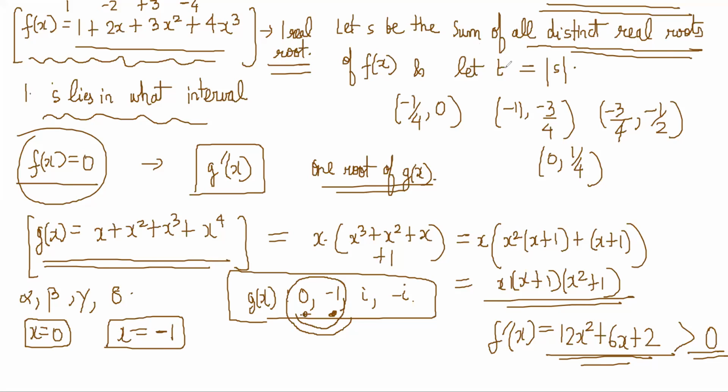S is the sum of all distinct real roots of f(x). So there is only one root. Let t equal mod s. We have to find somehow s. Why have they asked an interval of s if we know that s is one root? S is the sum of all distinct real roots, t is equal to mod s. So only one real root, and that lies between 0 and -1.